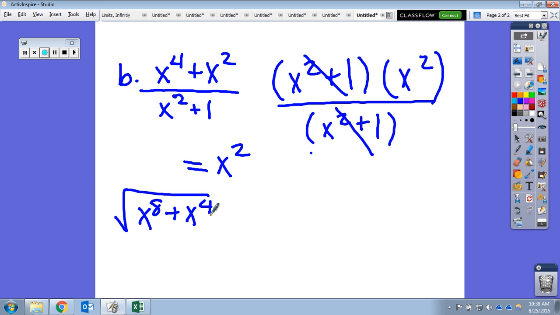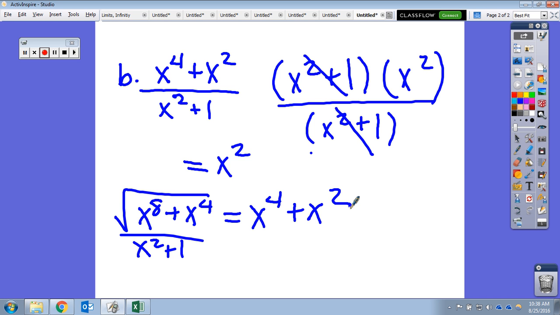I'll just work with this part since that part's already there. The square root of that would be x to the 4th plus x squared, because when you take the square root, you're just dividing the exponent by 2. And that's how you get that to there. This stays the same because you're not doing anything to it. Just to be clear, can you show me how that becomes that? 8 doesn't go to 4 because it's not a perfect square. Actually, you use the square root of the exponent.